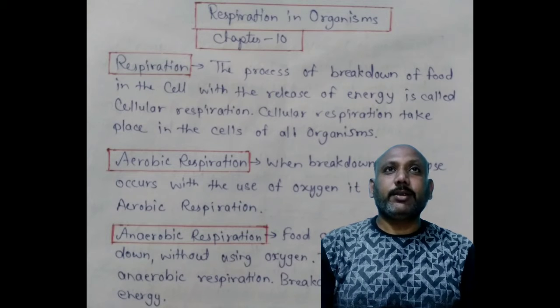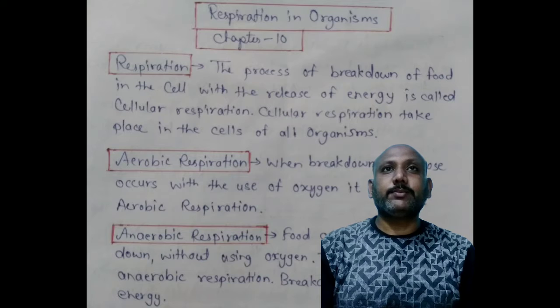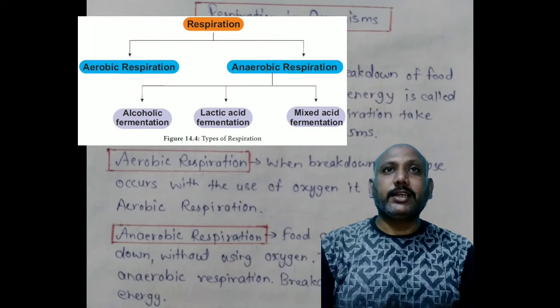Hello students, this is chapter 7, Respiration in Organisms. Respiration, the process of the breakdown of food in the cell with the release of energy, is called cellular respiration. Cellular respiration takes place inside the cells of all organisms.